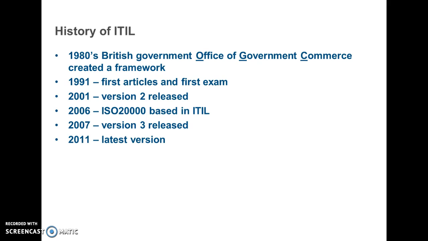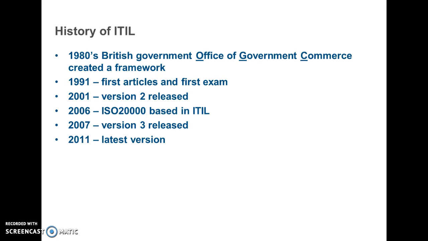So how did ITIL develop? Who made this framework? Well, in the 1980s, the British government, the Office of the Government Commerce, created this framework. Why? Because they needed to standardize the services that the government was receiving. It was receiving all these IT services, and they needed some kind of standard. Finally, in 1991, the first articles and the first exam was launched for the first version of ITIL. 2011, version number 2 was released. And in 2006, ISO 20000 was created based on the ITIL framework.